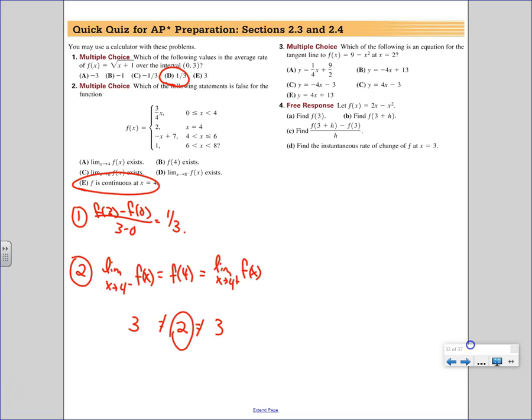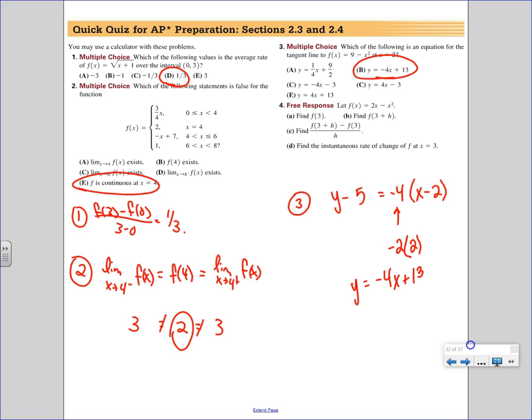Number 3, is this the one that we got stuck on, or was it number 4? Wait, how's it B? I did the math. Plug in x equals... How would it be, Kyle? y1 was 5, 9 minus 4, and then we needed to find the derivative. The derivative was negative 2 times 2, which would be negative 4. So y ends up equaling... plus 13? I cannot add.